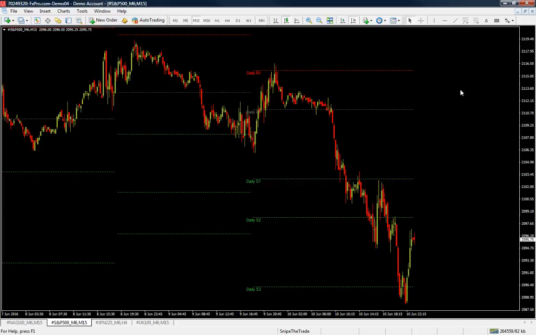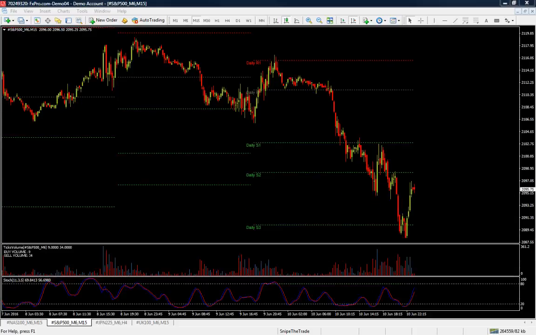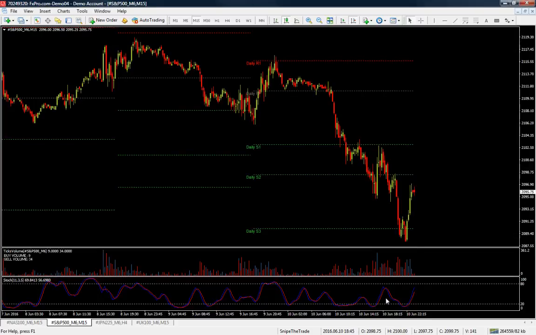Now what I'm going to do is add the volume indicator and maybe a stochastic indicator to see where we have overbought and oversold zones. As you can see, we do have the tick volume indicator at the bottom of the chart, and we also have the stochastic oscillator at the bottom of the chart, and we are looking at the E-mini S&P 500 futures chart on the 50-minute time frame.